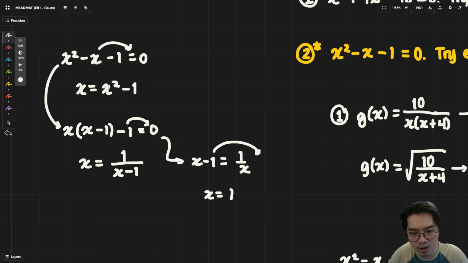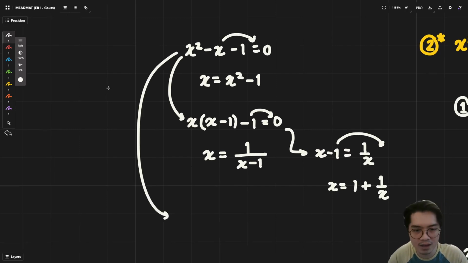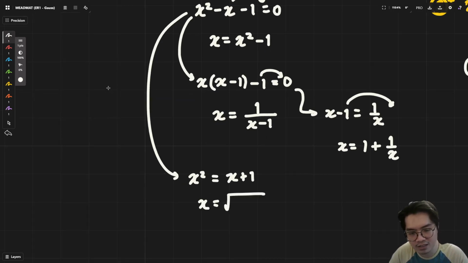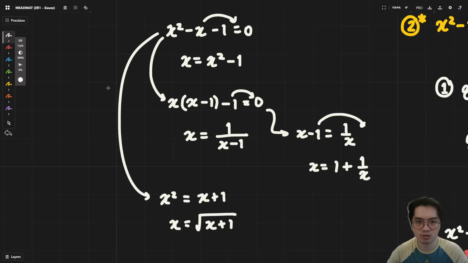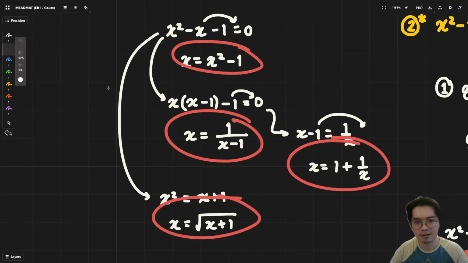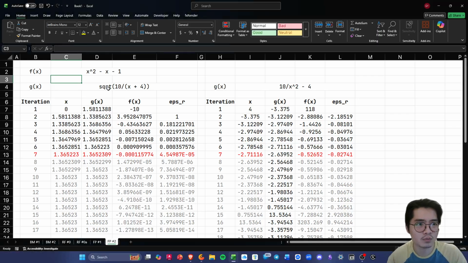So you will have 1 plus 1 over x. Maybe that will work, right? And maybe what you can do is something like this. x squared is equal to x plus 1. So maybe let's try x is equal to square root of x plus 1. So we currently have 1, 2, 3, 4. We have 4. So let's just try it out. Let's see what will happen.